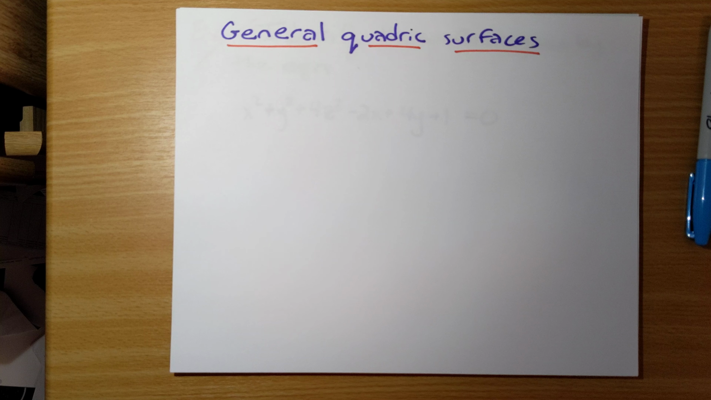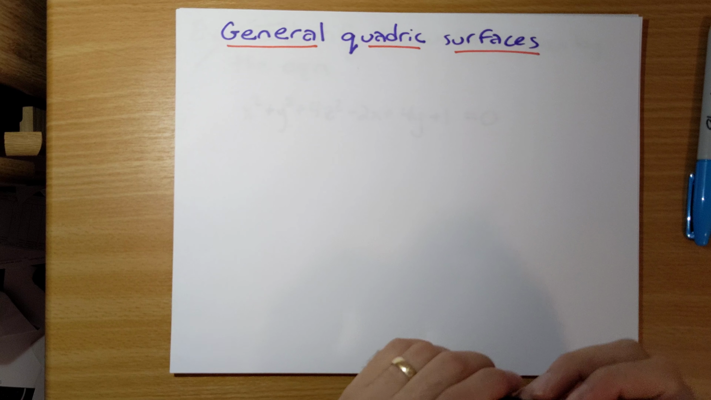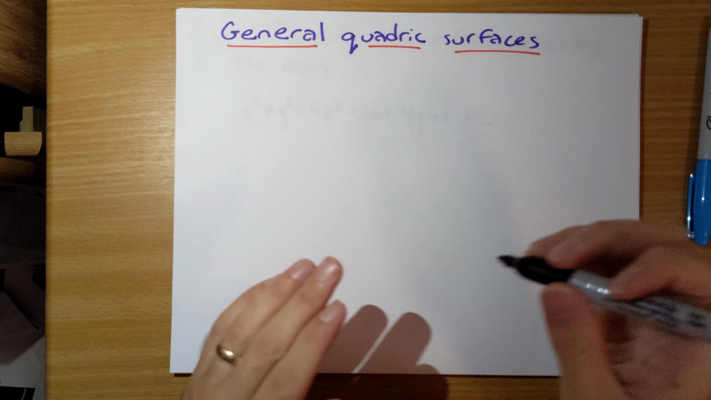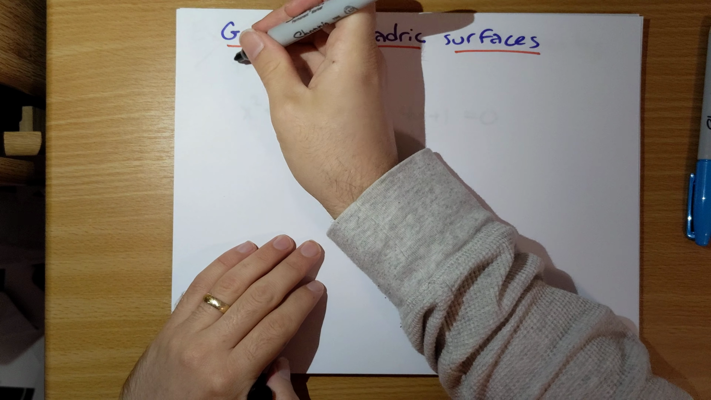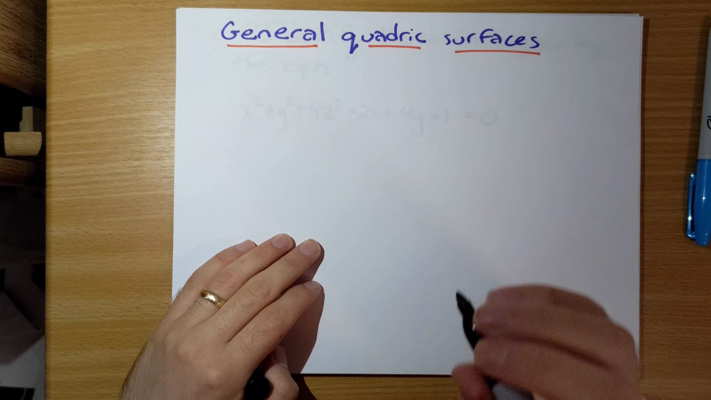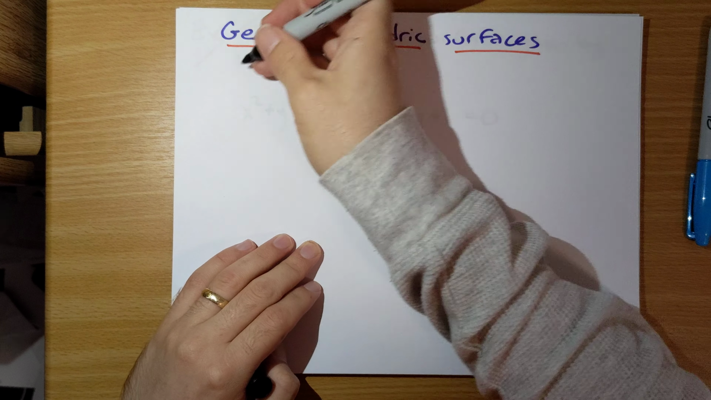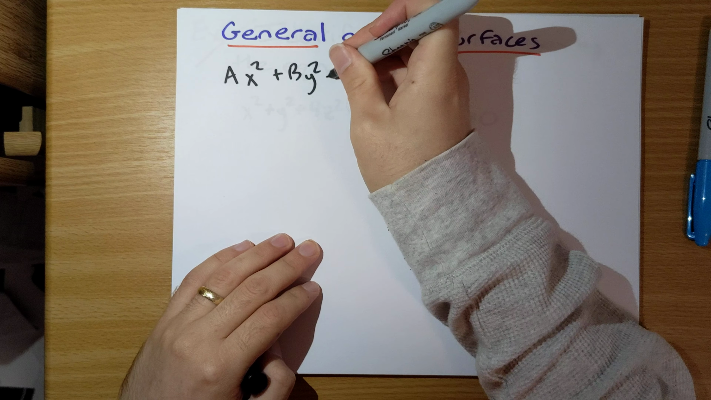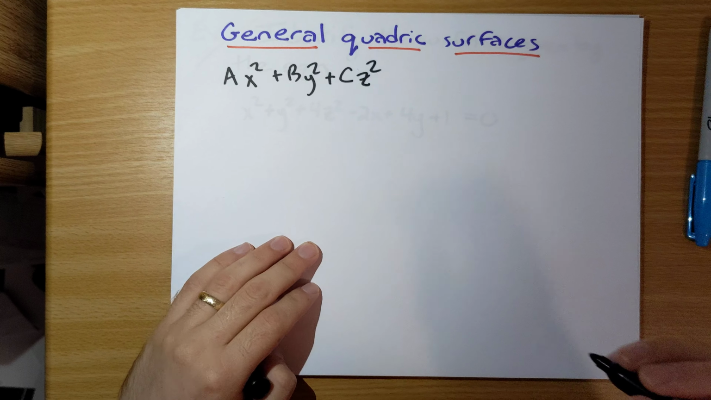So far in this section, we've been dealing with quadric surfaces of a particular type. Now let's think about more general quadric surfaces. What's the most general equation, and how might we analyze them? The most general quadric surface equation that we could write down would have squared terms in x, y, or z. So ax squared plus by squared plus cz squared.